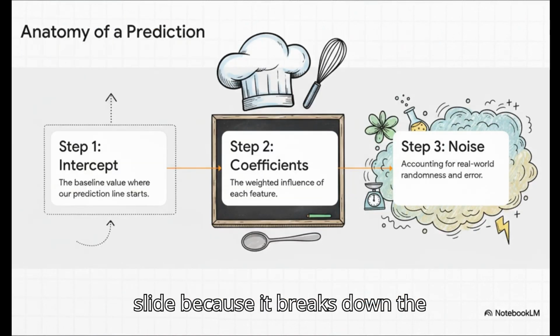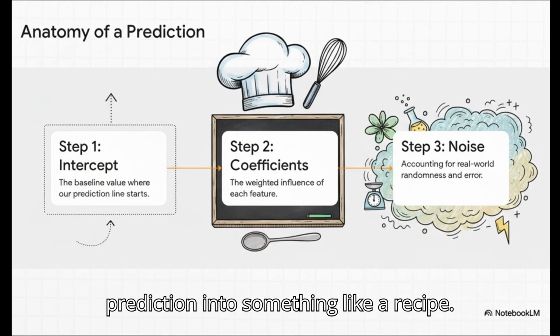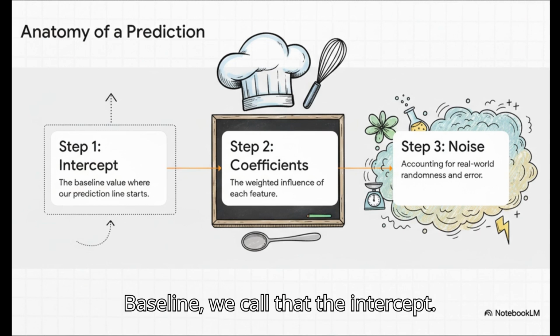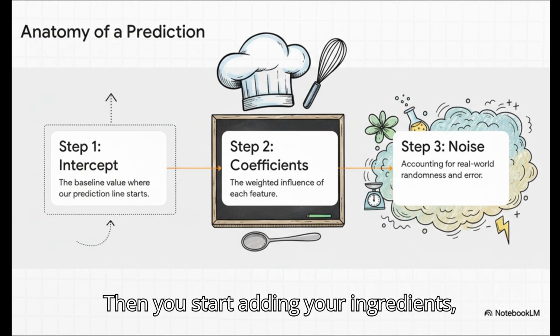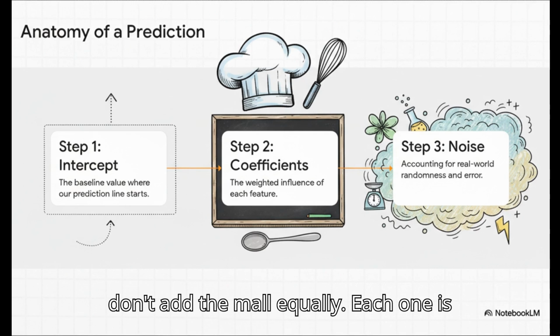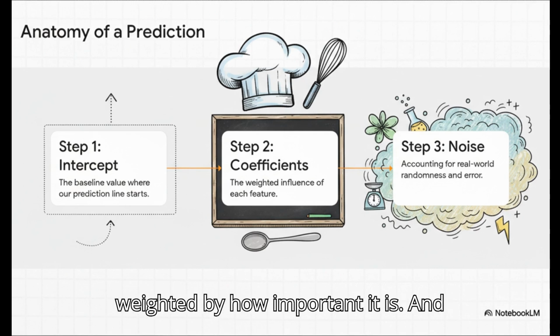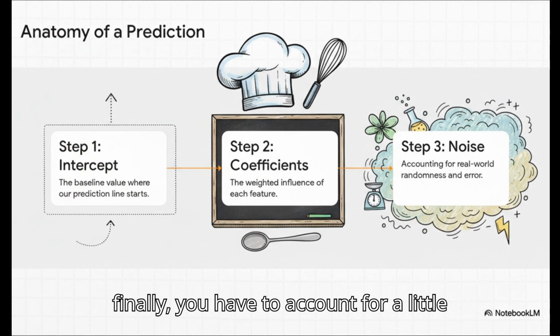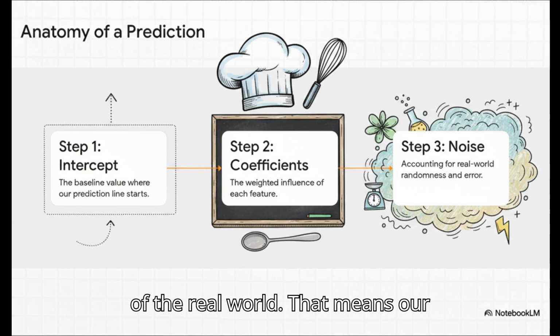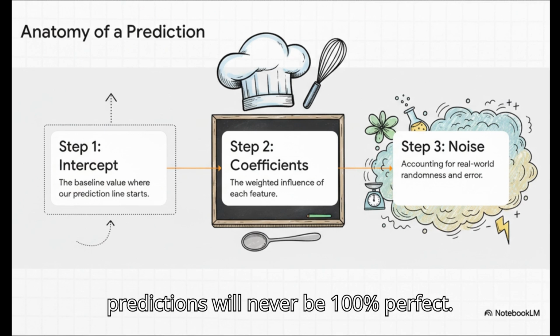I love this slide because it breaks down the prediction into something like a recipe. First, you have your starting point, your baseline. We call that the intercept. Then, you start adding your ingredients, your features, like petal length. But you don't add them all equally, each one is weighted by how important it is. And finally, you have to account for a little bit of noise, the random chaos of the real world that means our predictions will never be 100% perfect.